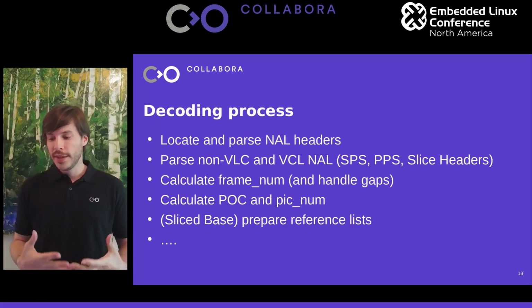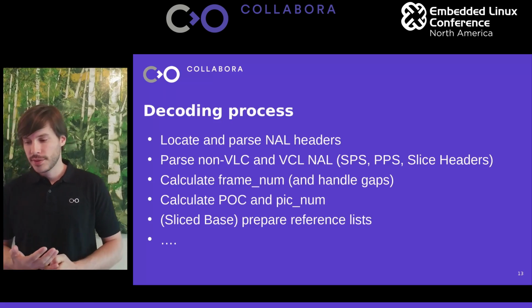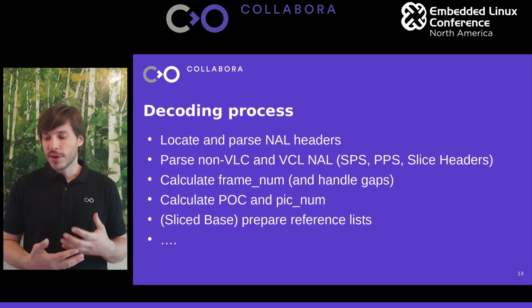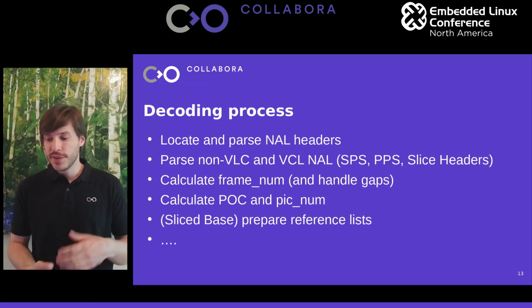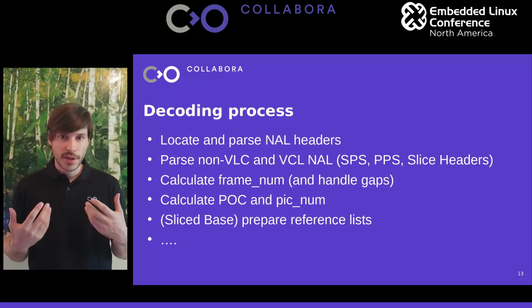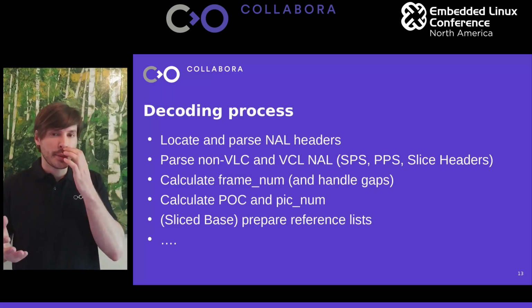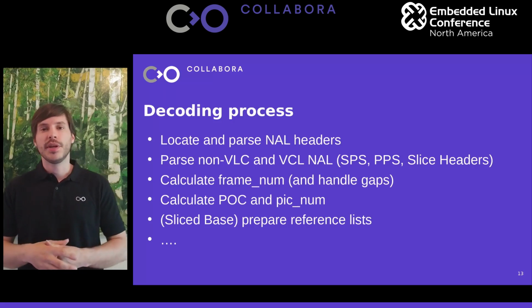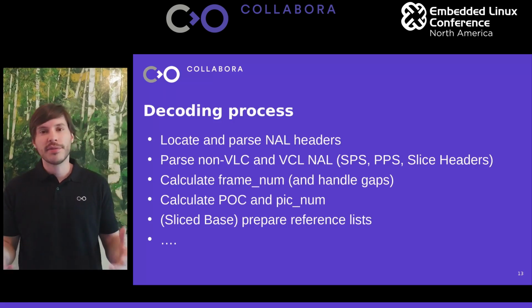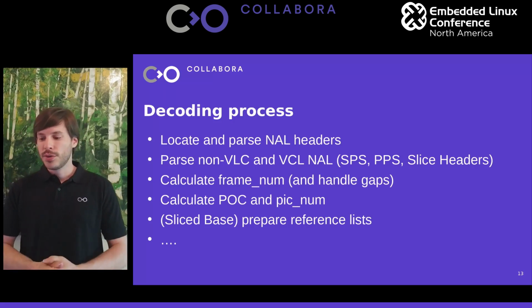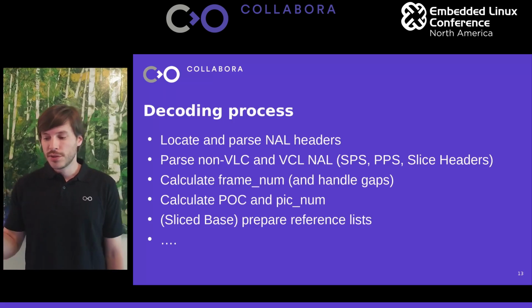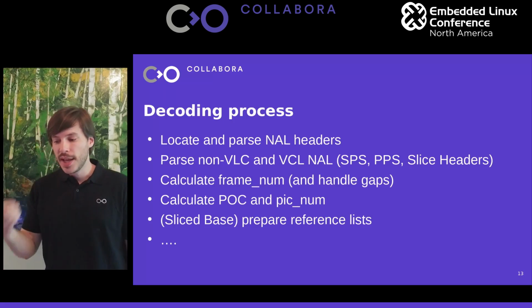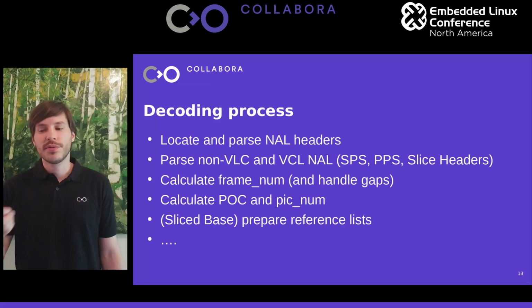So first you need to locate and parse the NAL headers. Then you need to parse all the non-VCL information. VCL is the video coding layer, actually the data that you're going to decode. So non-VCL NALs are informative NALs that are used in the process. And you also need to parse the headers of the VCL NALs in order to retrieve some information there.